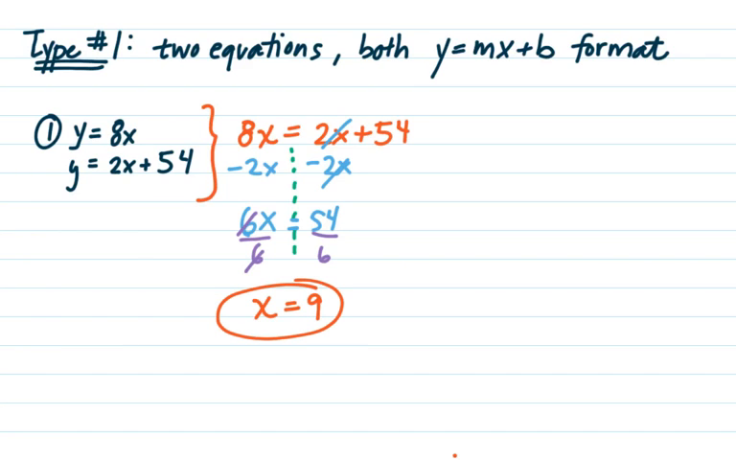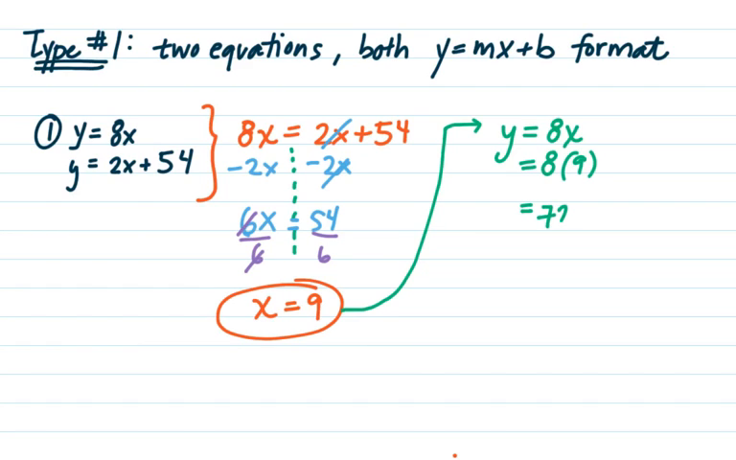Now we need to find both the x and the y that will work in these equations. So we just plug this x back into either one of the equations, either the top or the bottom, should give you the same answer. I'll choose the top equation because it's simpler in this case. So it's just 8 times, we found out x was 9. So that means our y is going to equal 72. So this solution, x equals 9, y equals 72, will work in both equations.